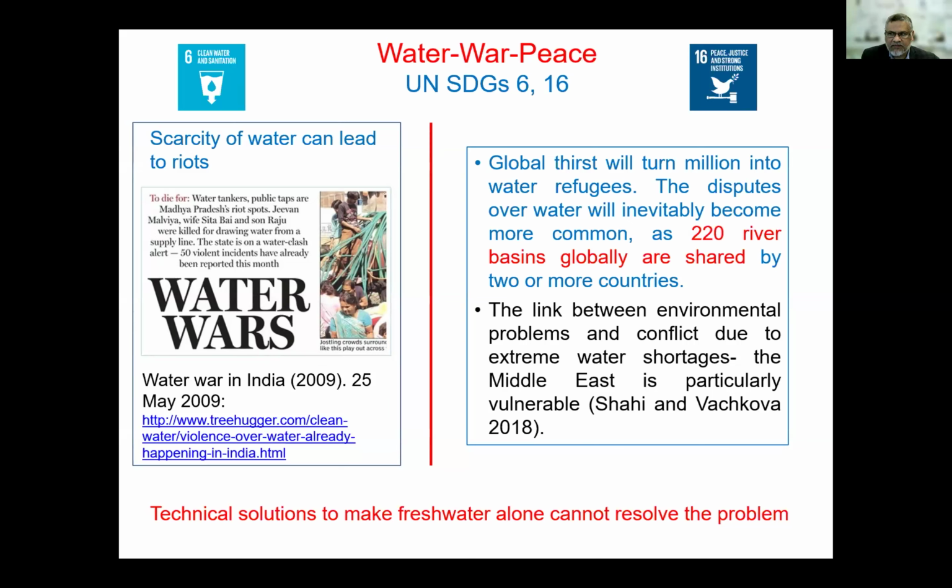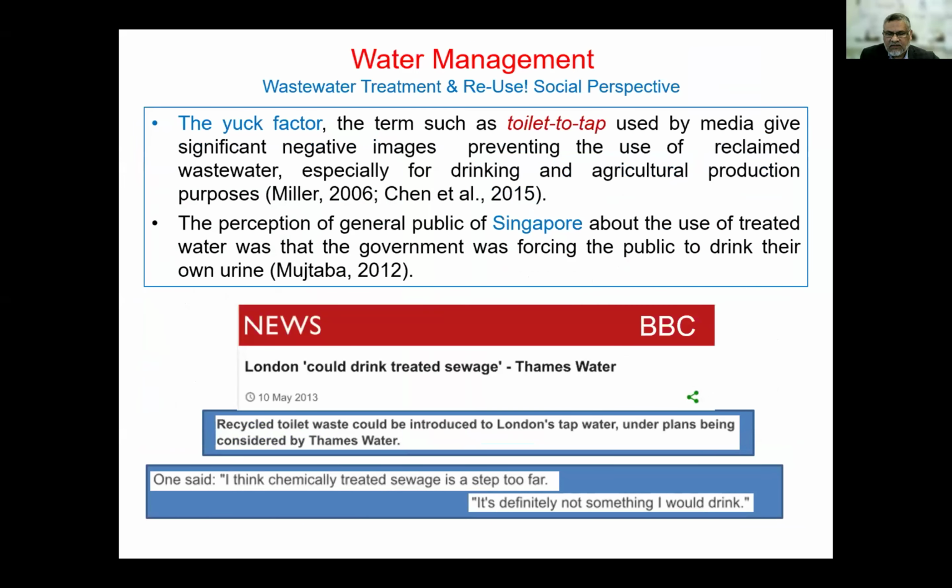Also, the link between environmental problems and conflict due to extreme water shortages in the Middle East, we are seeing it, and it is increasing more and more. I have just looked at one of the research proposals from WED, and I was really shocked to see the level of sea pollution around WED city, which is impacting the production and use of water in chemical industries or other process industries. So a technical solution to make fresh water cannot resolve this problem. What about the wastewater and use of the wastewater for our use?